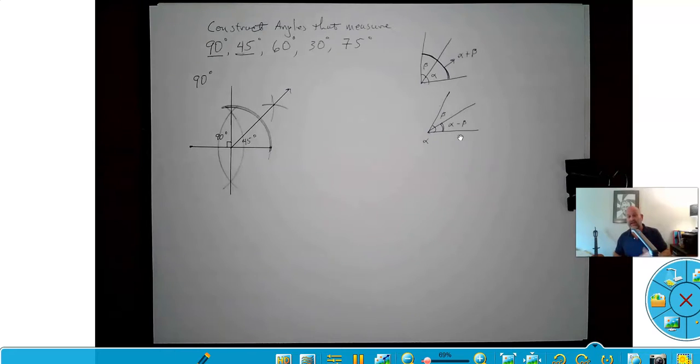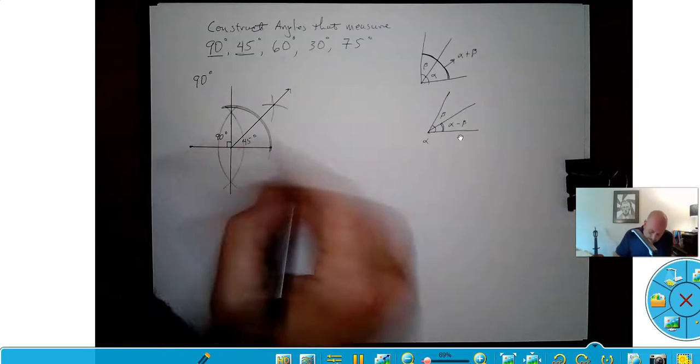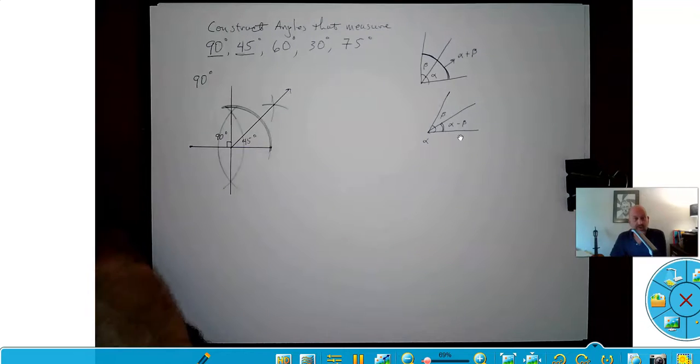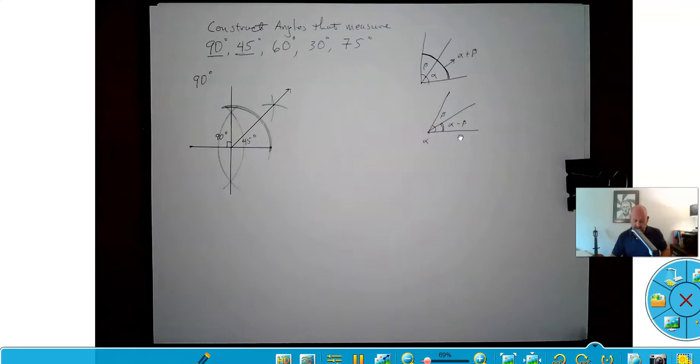And actually, you can get a lot of stuff. If you keep bisecting, you get 22 and a half, and then 11.25, and you can just keep going down from there. But bisections are a good tool to start with. So we got the first two checked off.